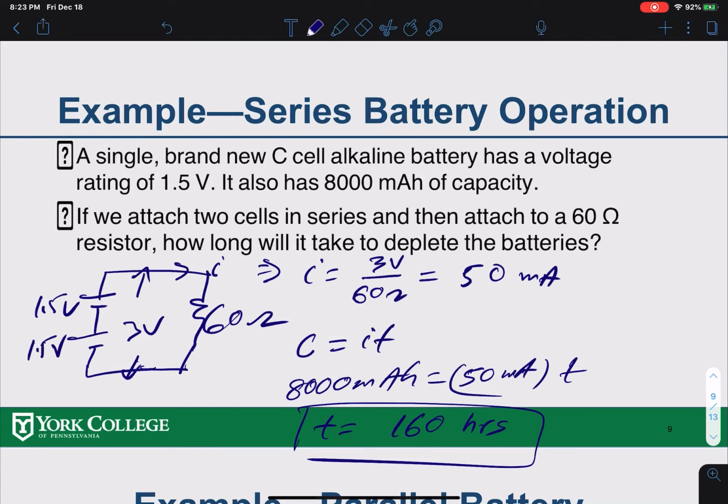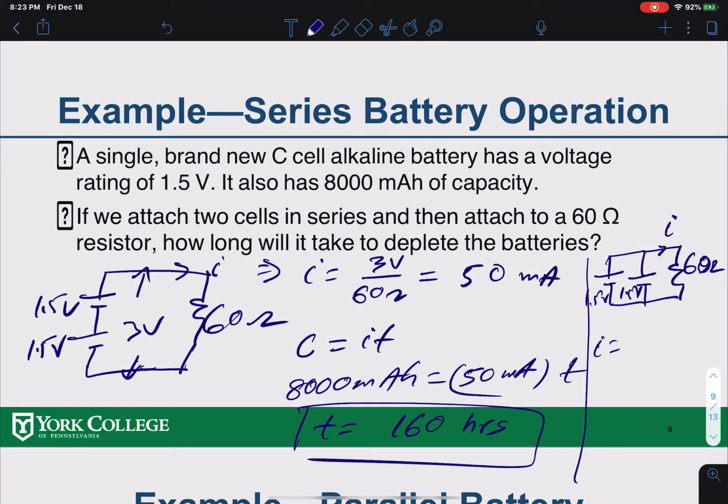So now, instead of that, let's say I connect them in parallel. What will happen? This is my connection over here for the parallel, right? Then each of them will have 1.5 volts. So the current over here is 1.5 volts over 60 ohms. That will be half of that, so it will be 25 milliamps, right?